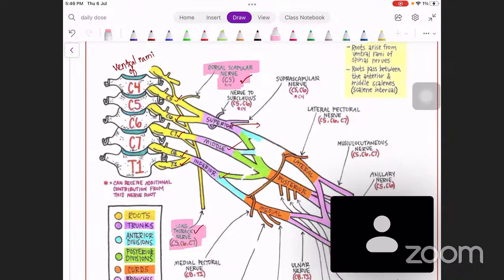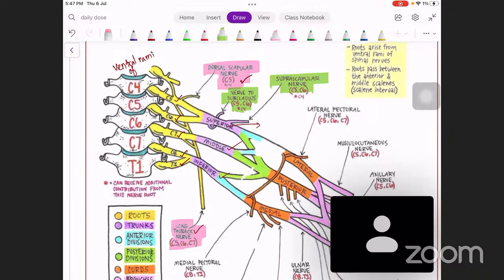And apart from that, you have the two branches coming from the upper trunk. One is your nerve to subclavius, which is C5 and C6. Here, I highlighted in green, C5 and C6, which is the nerve to subclavius coming from your upper trunk. And then you have the suprascapular nerve, which is also coming from your upper trunk.